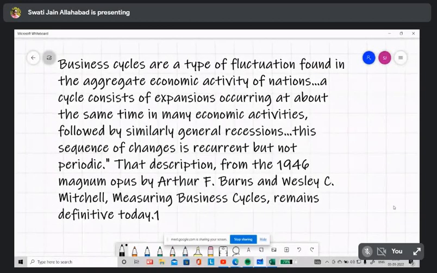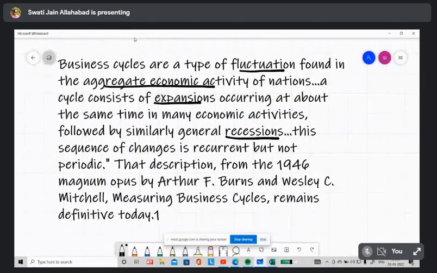So business cycles are a type of fluctuation found in the aggregate economic activities. Okay. Now you can see it here. Business cycles are fluctuations in aggregate economic activity: expansion, recession. And the sequence of this change is recurrent, but not periodic.